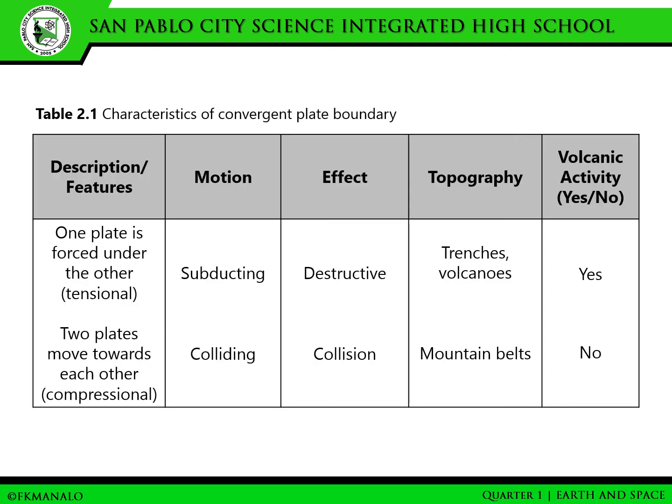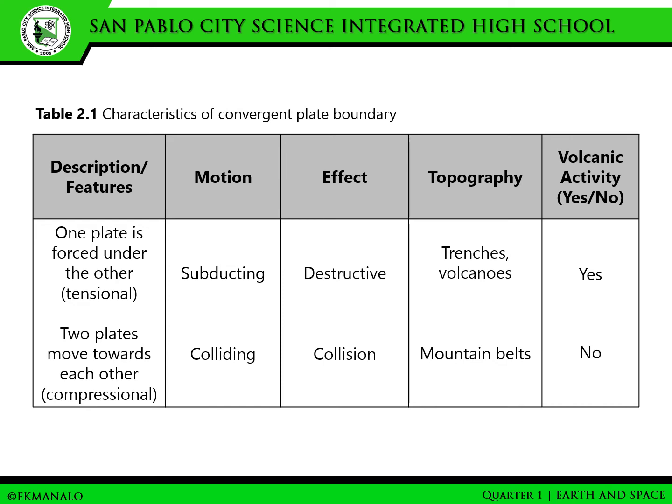Tensional convergent boundary occurs when one plate is forced under the other due to the difference in density. The motion is subducting and the effect is destructive as one plate is destroyed at the subduction zone. This commonly happens between two oceanic plates and between an oceanic plate and a continental plate, thus forming trenches and volcanoes. Tensional convergent boundary is associated with volcanic activity.